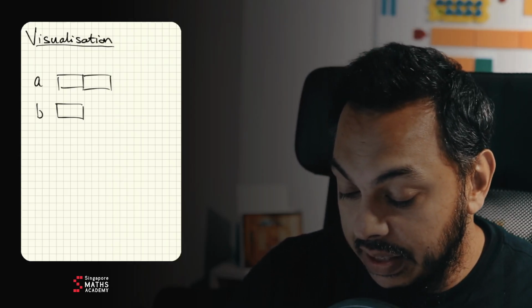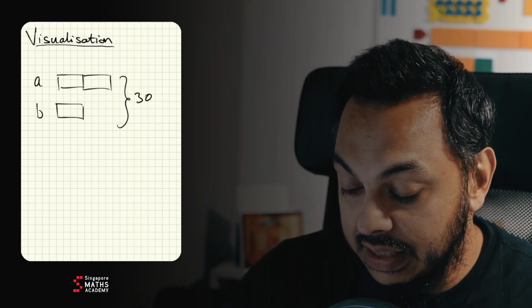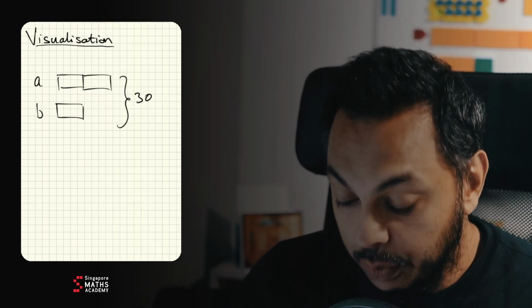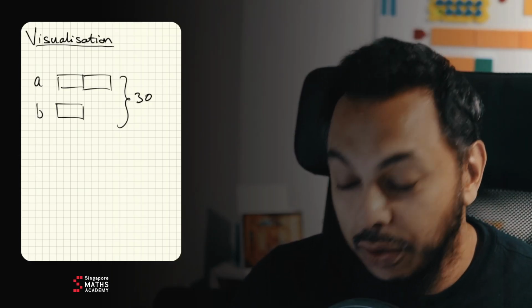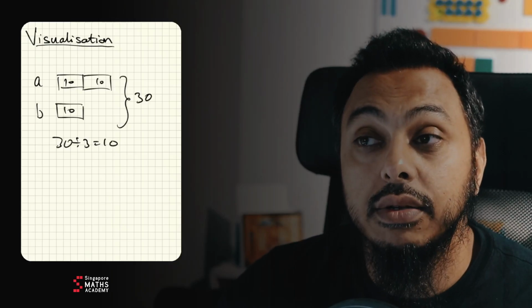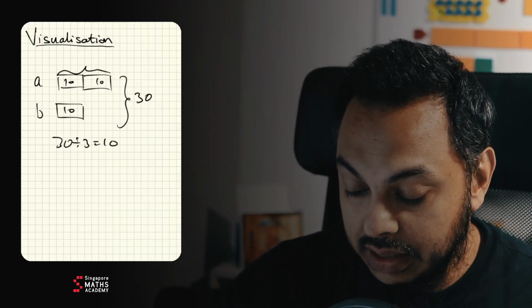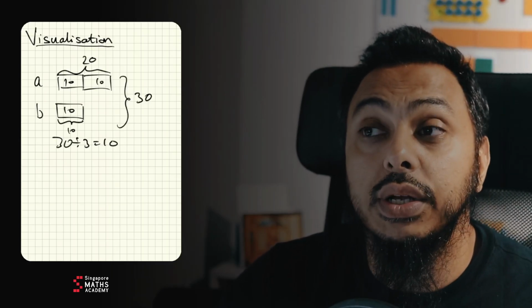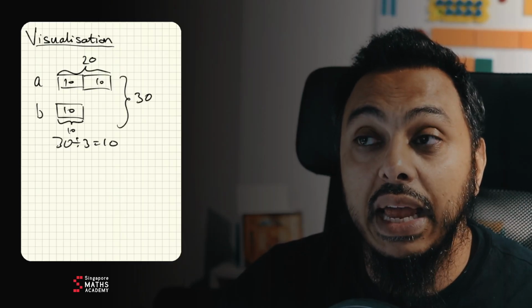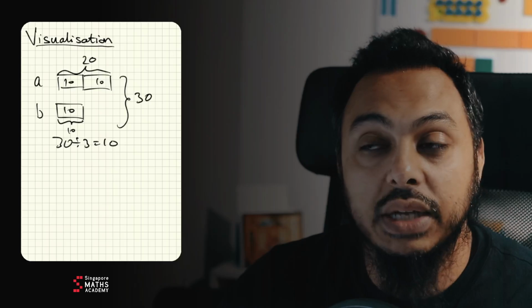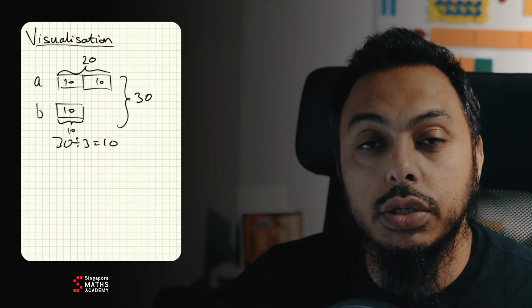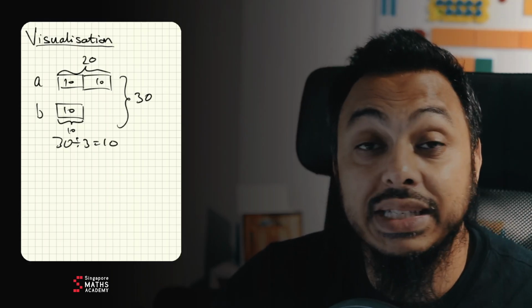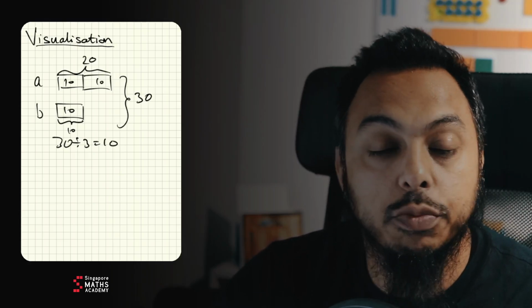And so if it says something like altogether they have 30, how many does A have? Then we can see there are 3 equal parts. And so 30 divided by 3 is equal to 10. And so each of these parts, as they're all equal, are equal to 10. Now we can see that A has twice as many, which is 20, and B has 10. And so you can see that altogether, A has 20, B has 10, and A has twice as many as B.